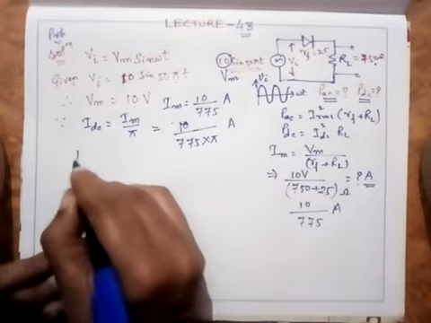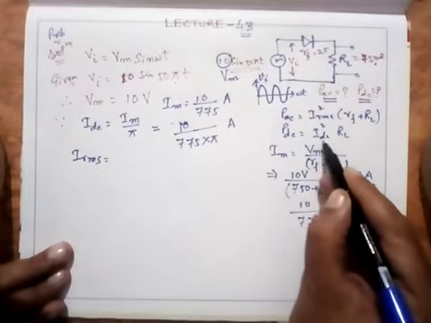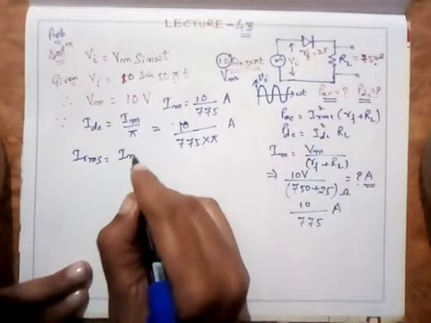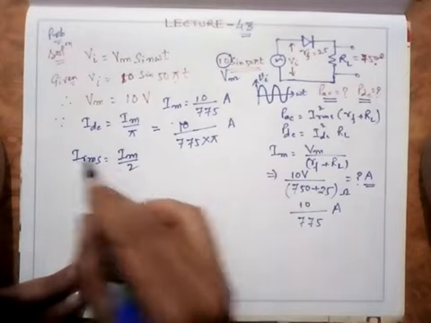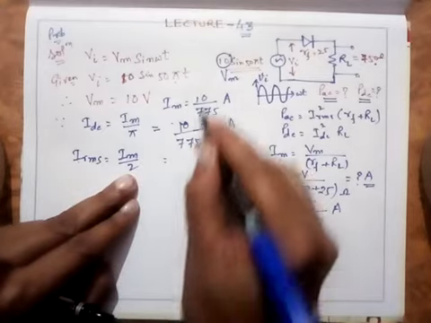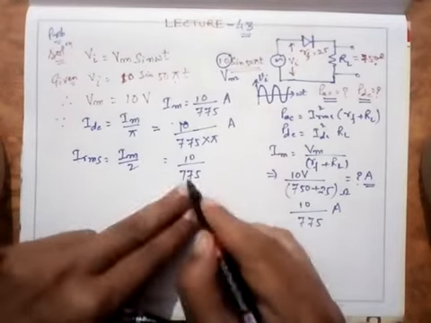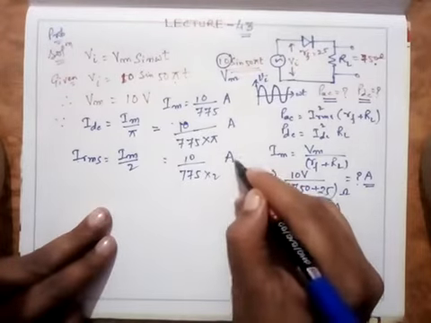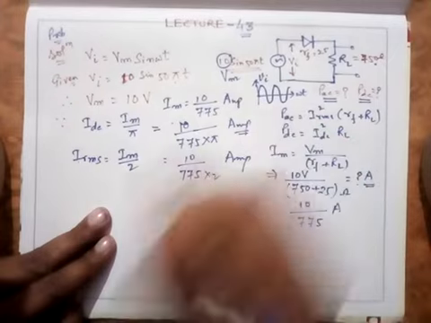Let's find the value of IRMS also. IRMS is equal to, we know that this is equal to how much? It is equal to Im by 2. For a half wave rectifier, the value of IRMS for the output voltage is equal to Im by 2, that we have derived. So it is equal to Im, which is this much, 10 upon 775, upon 2. So you can find that this is equal to this much ampere here.